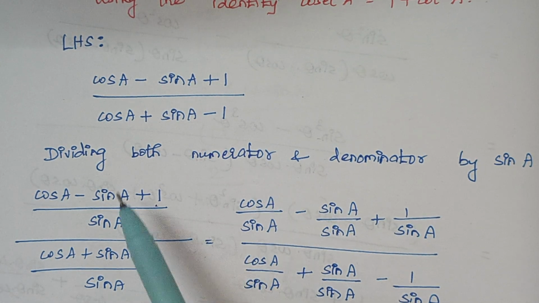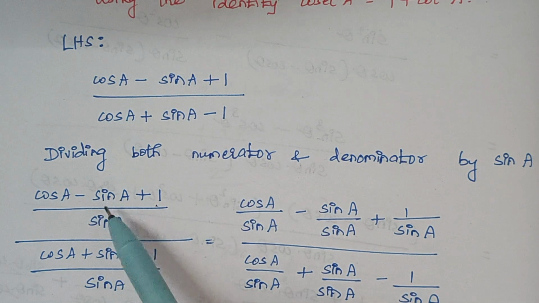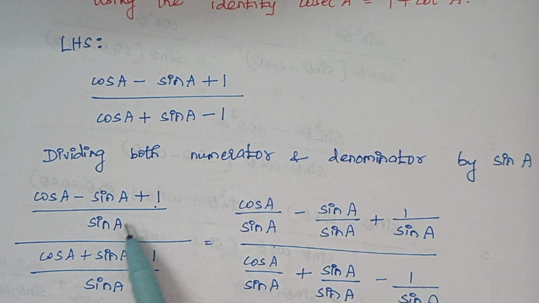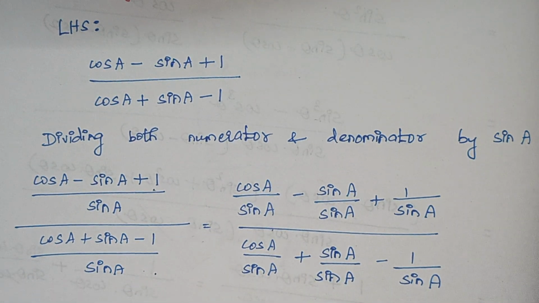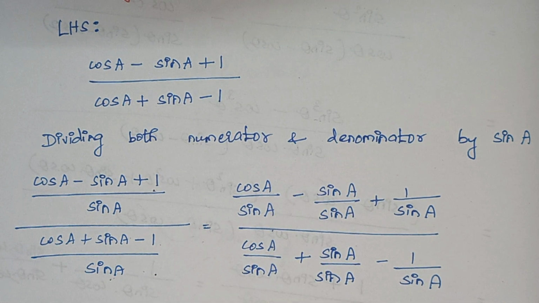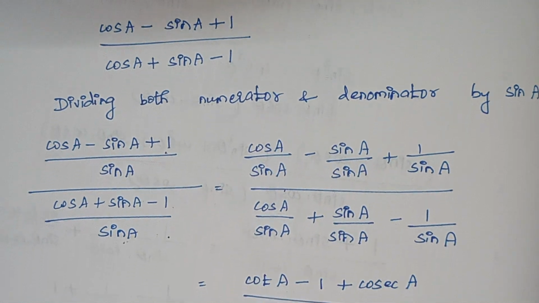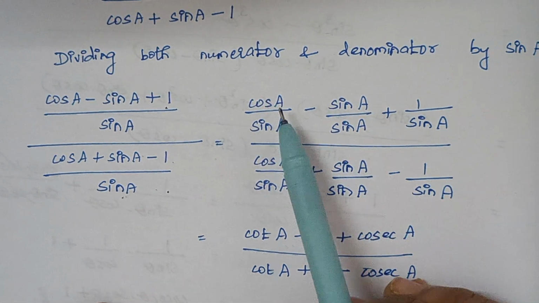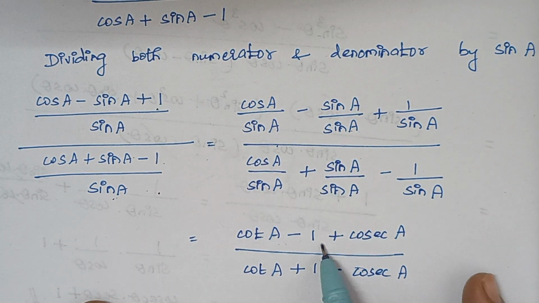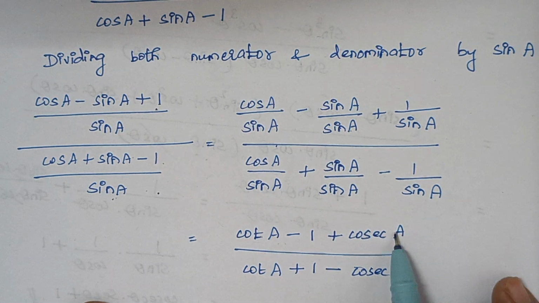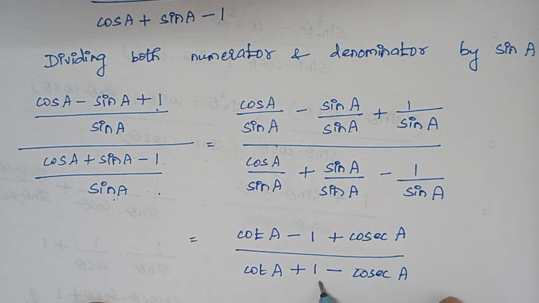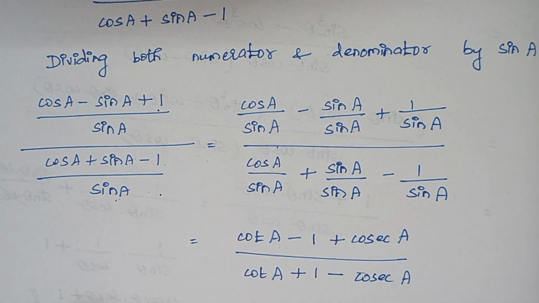So the next step is you have to split these terms and write, right? Therefore cos A by sin A minus sin A by sin A plus 1 by sin A. Similarly for the numerator, cos A by sin A plus sin A by sin A minus 1 by sin A. Now the next thing is cos by sin is cot, and sin A cancels each other, that becomes 1, and 1 by sin A is cosecant A. Similarly, cos by sin becomes cot, sin cancels each other, therefore 1, and 1 by sin A becomes cosecant A.